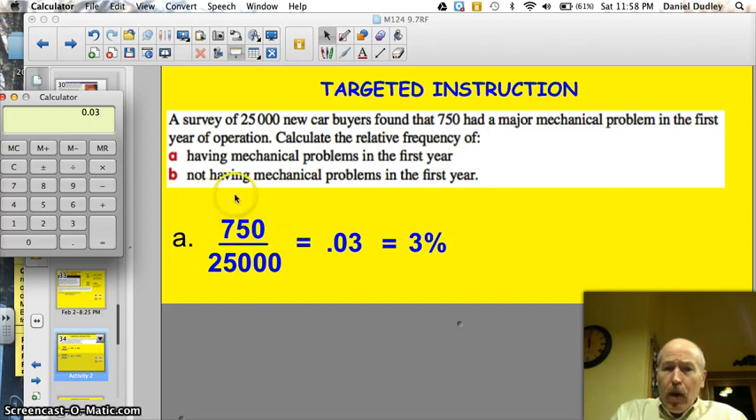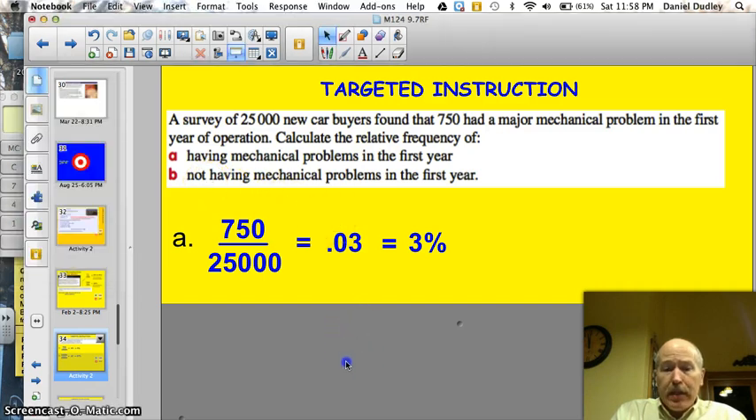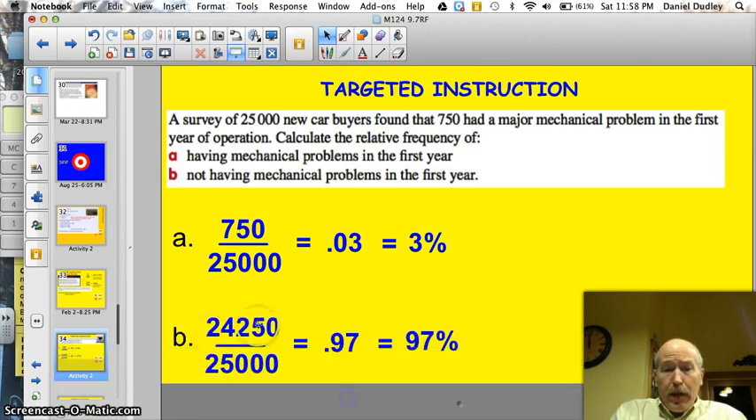Problem B. What is the relative frequency of not having a mechanical problem? Well, it'll be the opposite. So there would be 24,250 cars that didn't have a problem. So that would be 0.97 or 97%.